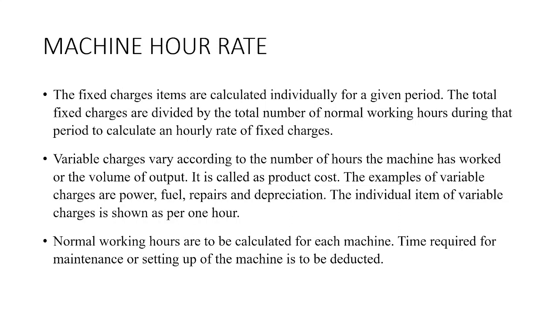Then we have the variable charges. Variable charges vary or change according to the number of hours the machine has worked or the volume of output. It is known as the product cost. The various examples of variable charges are power, fuel, repairs and depreciation. The individual item of variable charges is shown as per 1 hour.